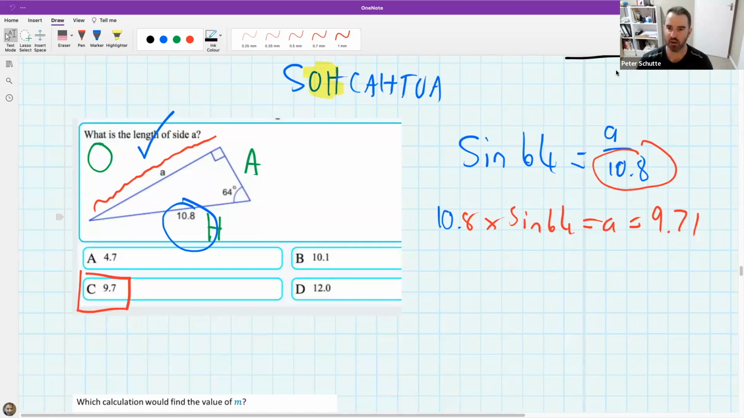How did I get the answer? So I put it into my calculator. Okay, so the sine of 64 is a divided by 10.8, and I really want to get this 10.8 to the other side. What happens when I bring it from this side to the other side is it becomes a multiplication. So I literally type in my calculator 10.8 times sine 64 close bracket equals, and then I got 9.7 there.